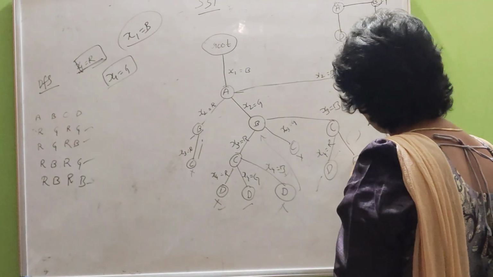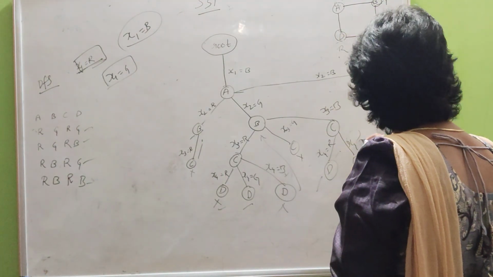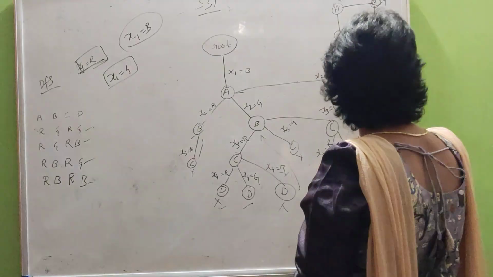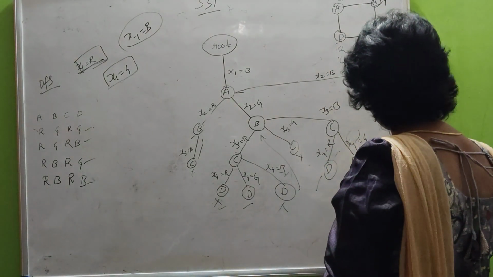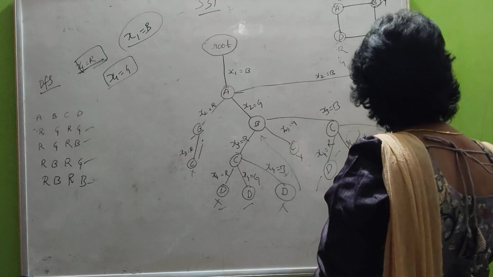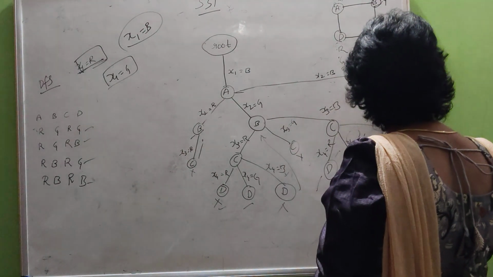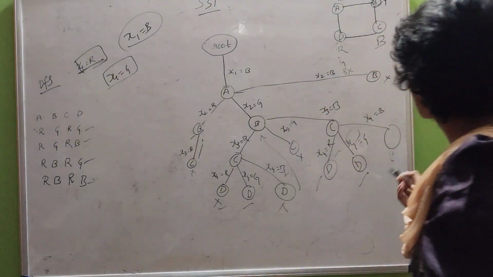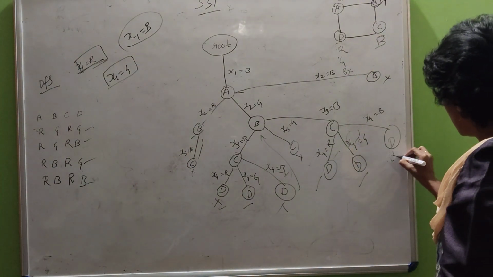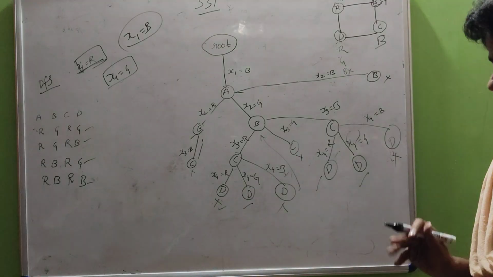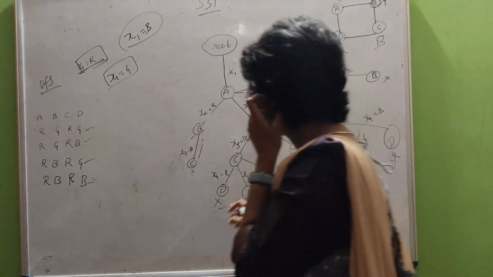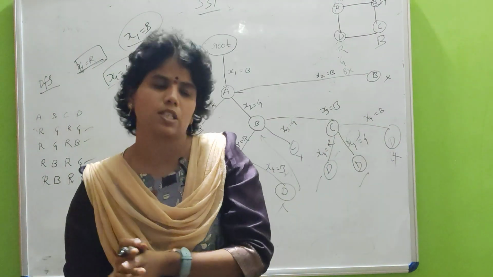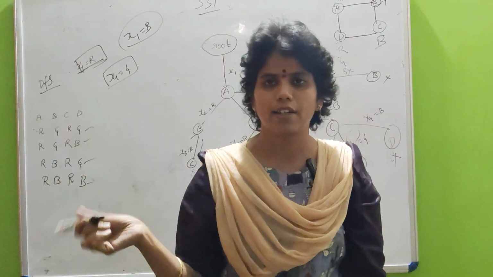Next, x4 is equal to green. You can keep green also here. It's possible only. Next, x4 is equal to blue. That means you are writing blue here. It's not possible because adjacent colors should not have the same one. Okay, these are the possible solutions and feasible solutions you are finding using state space tree from the backtracking method.